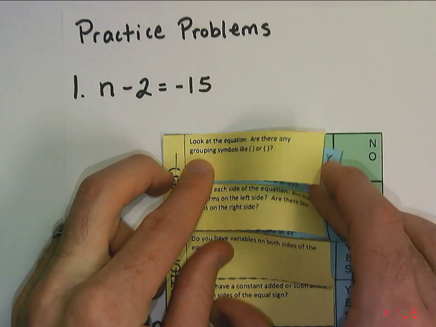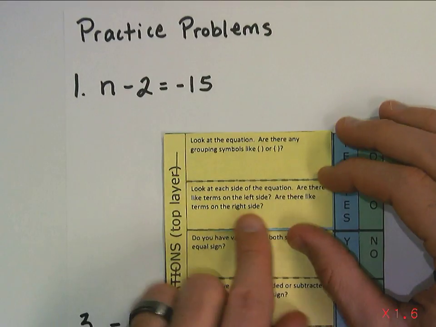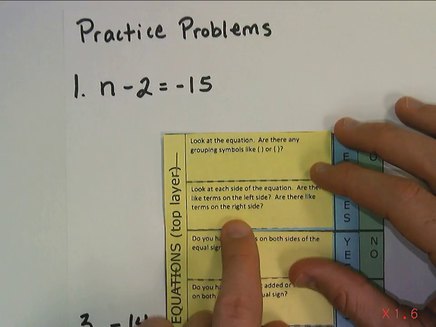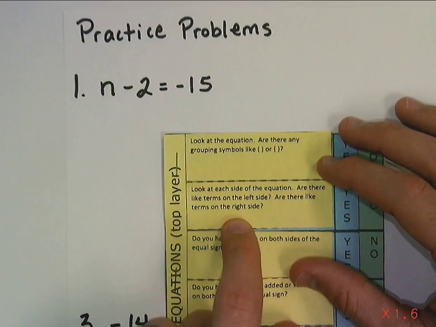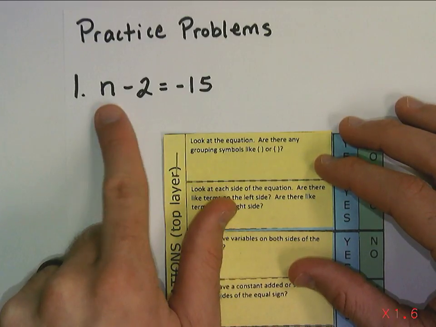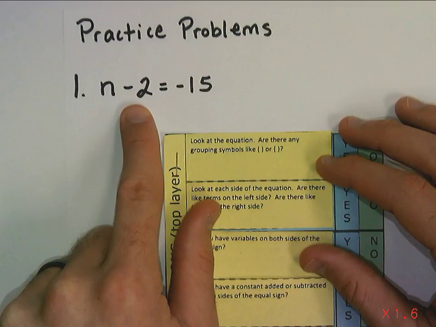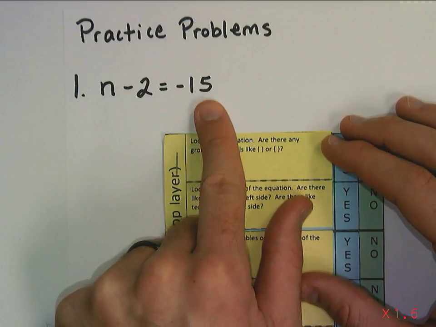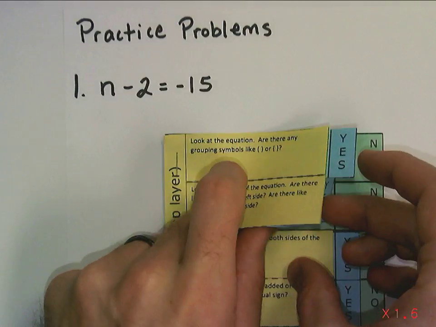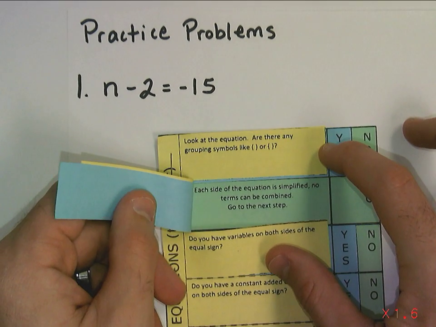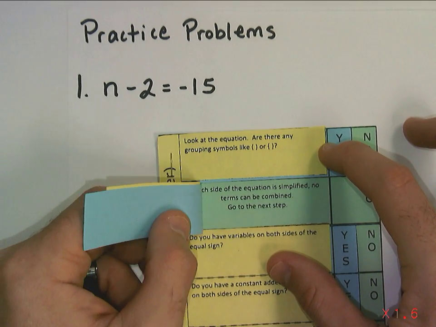So let's do that. It says, look at each side of the equation. Are there like terms on the left side? Are there like terms on the right side? Well, I don't see anything that's the same. I can't put together n and negative 2 because they don't have the same variables or exponents, and negative 15 is just by itself. So this one I would also answer as no. It says each side of the equation is simplified. No terms can be combined. Go to the next step.